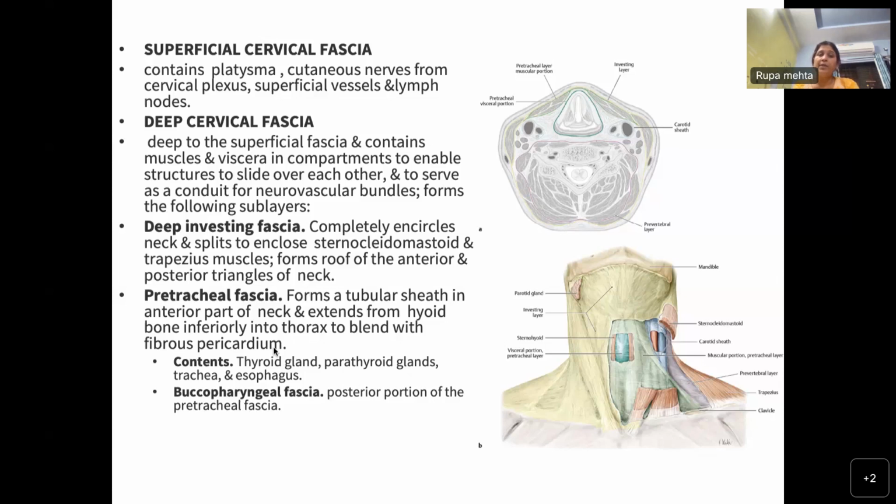The pretracheal fascia, the middle layer, forms a tubular sheath in the anterior part of the neck and extends from the hyoid into the thorax to blend with the fibrous pericardium. It contains the thyroid gland, parathyroid glands, trachea and esophagus. And the buccopharyngeal fascia is the superior and posterior most part of the pretracheal fascia. So see, this is the way it is shown. The rule of two for the investing layer of deep cervical fascia is that it encloses two muscles, that is sternocleidomastoid and trapezius, and two glands, submandibular and parotid. Now the pretracheal fascia is again very important when we do thyroid surgeries and all.